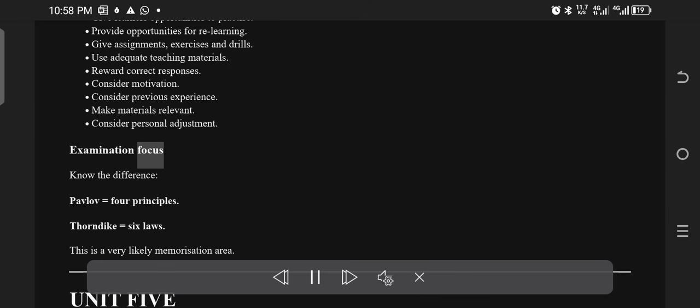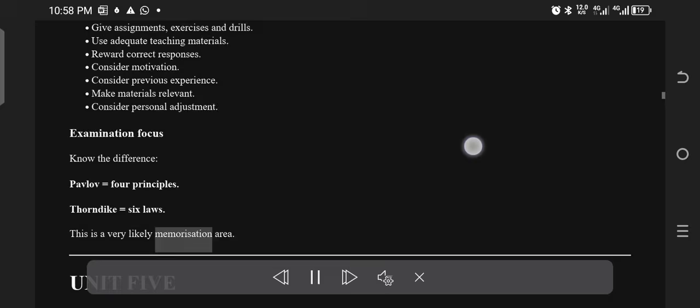Examination focus. Know the difference. Pavlov equals 4 principles. Thorndike equals 6 laws. This is a very likely memorization area.